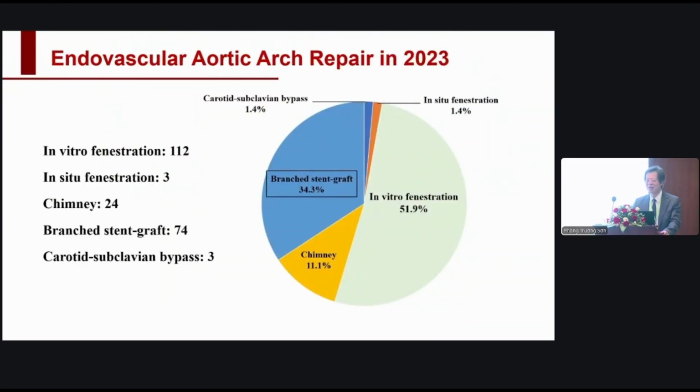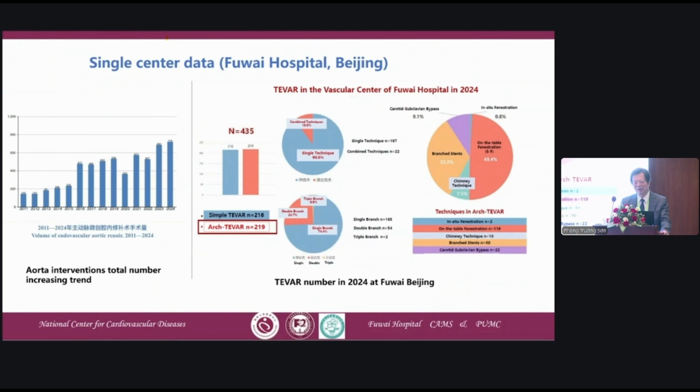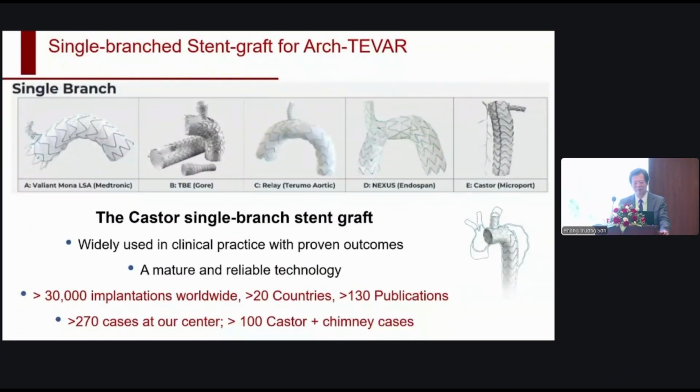The data in 5 hospitals, we find every year we have more than 200 aortic arch endovascular procedures. But we can find the ratio for the branch stent graft increased every year, and the fenestration technique reduced. So why? Because the branch stent graft works so well, everybody likes to use it to reduce the operation time. The single branch most commonly used in China nowadays is Castor.